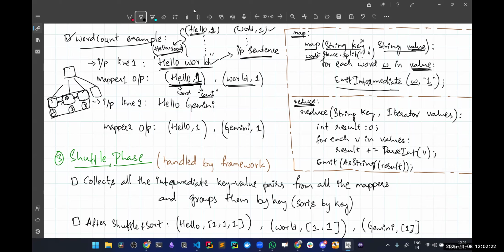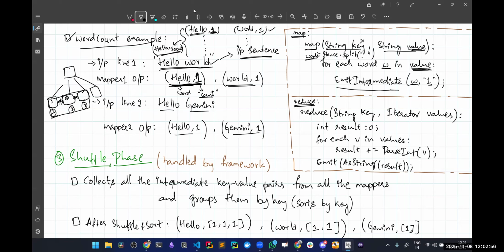But this is stateless compute. That means no node is bothered about what's happening on another node, or how many occurrences of hello are present on different nodes. All it is doing in the map phase is saying, okay, I have one occurrence of hello here, I'll just assign one. That's about it. In line 2, I have hello Gemini. So the mapper output would be hello comma 1 and Gemini comma 1.